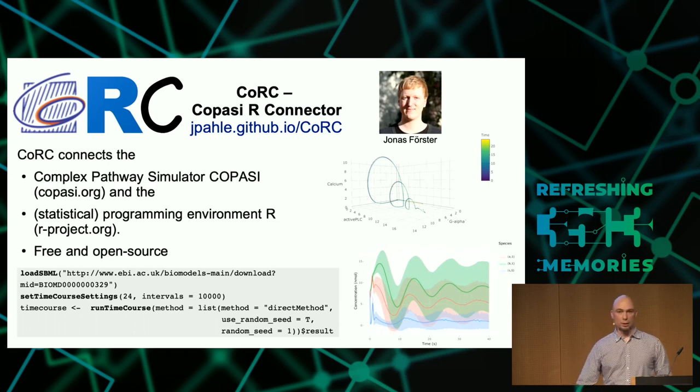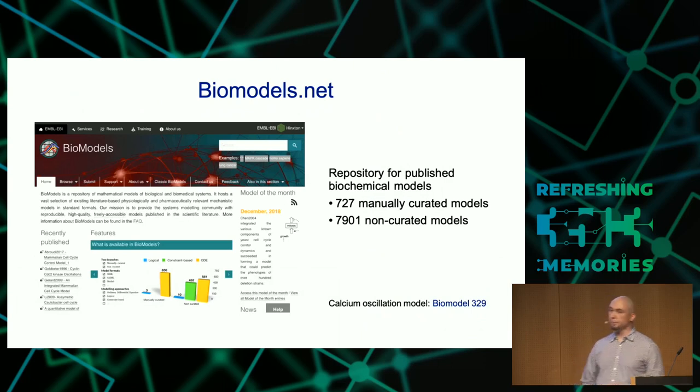Where do we get the models? Well, there is a model database that is called biomodels.net. Also free to use, you can go there, download models. At the moment, they have almost 800 different manually curated models, and almost 10 times that that are built automatically. You can just download them in the so-called SBML format, which is the Systems Biology Markup Language, then import it into Copasi or other software and play around with them.